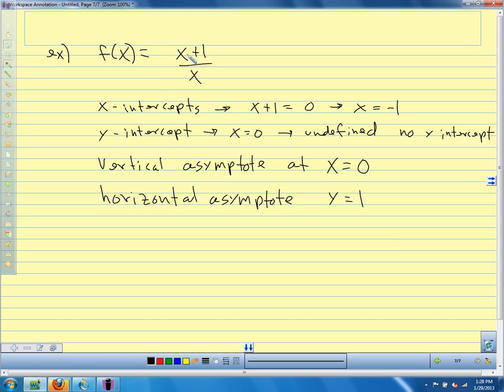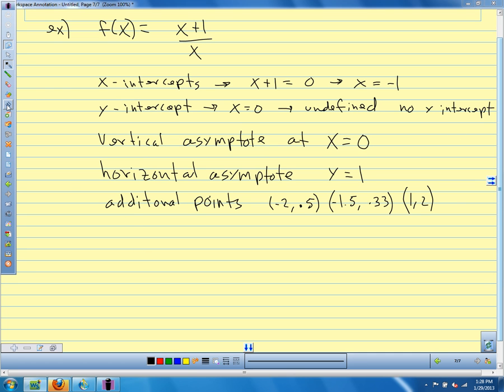And I can plug in some additional values for x. I'm not going to go through the calculations, but if I plug in -2, I get 0.5. If I plug in -1.5, I get 0.33. I'm just plugging in values of x and calculating. And if I plug in 1, I get 2. So from all of these, I can sketch my graph.